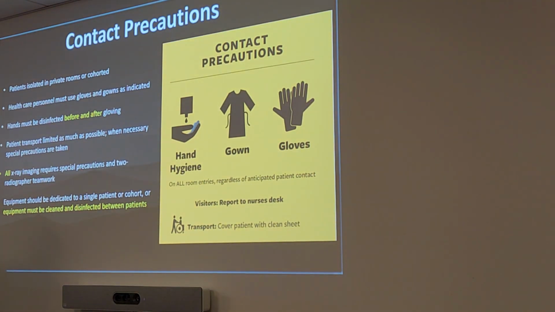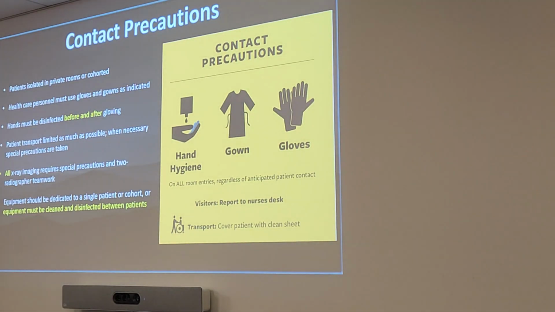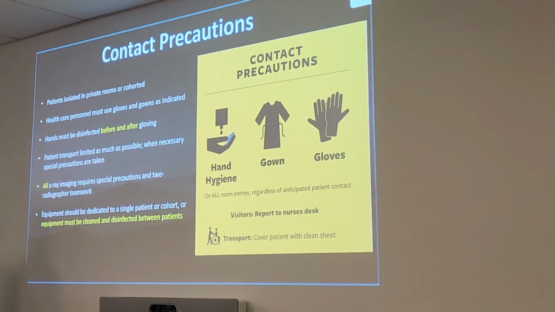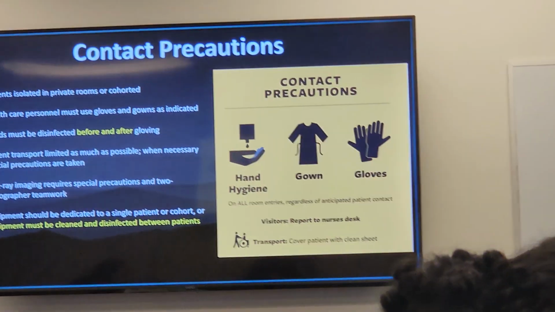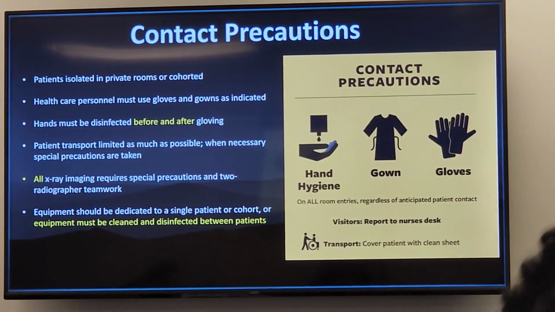Alright, what are contact precautions? These patients are going to be in private rooms. They're always private rooms. You will not put a contact patient in an open ER with beds all near each other. They get their own dedicated room, or they'll be cohorted with people with a similar contact precaution. That'll be the only time they're in a room with somebody else. That's what cohorted means, by the way. Like you guys are a cohort of students.